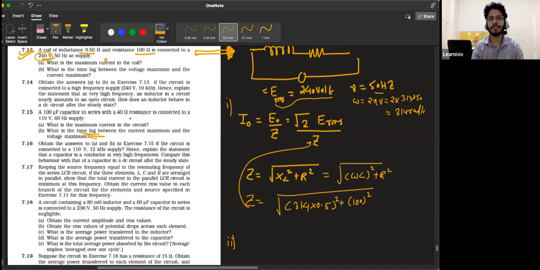The second part is asking about the time lag. But to calculate time lag, you first need the phase difference. What is the formula for calculating phase difference in this circuit, Noah? I need the phase difference first. What's the formula for calculating phase difference?